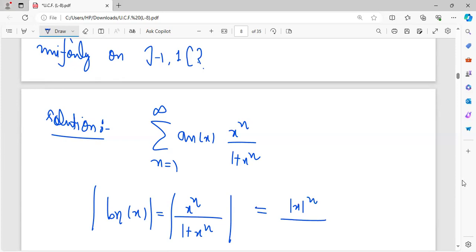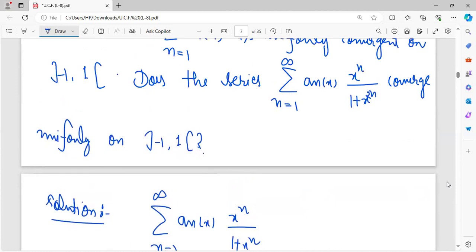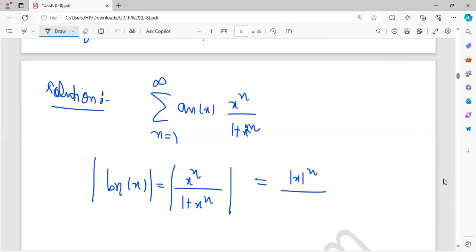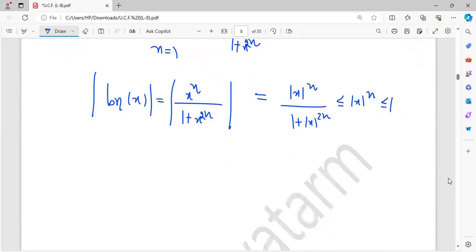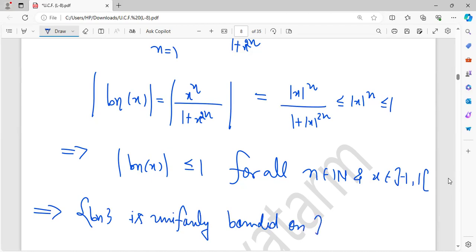Sorry, you write this x to the power 2n. So x to the power 2n I can also write like that. Now see that this is always less than this one, but this is always bounded by 1. So we have b_n(x) less than or equal to 1 for all n belonging to N and x belonging to -1 to 1. So this implies b_n is uniformly bounded on -1 to 1.